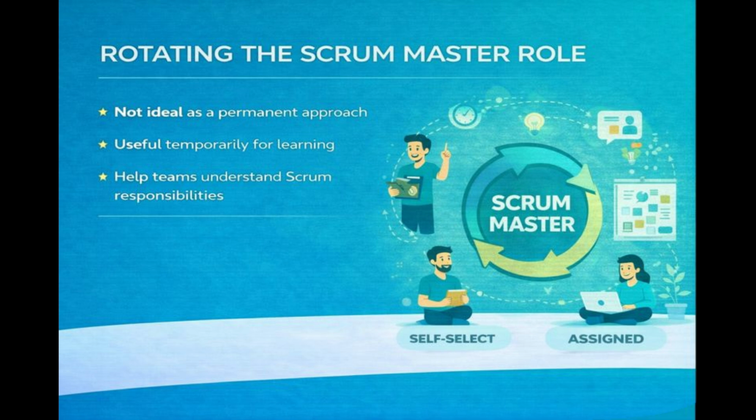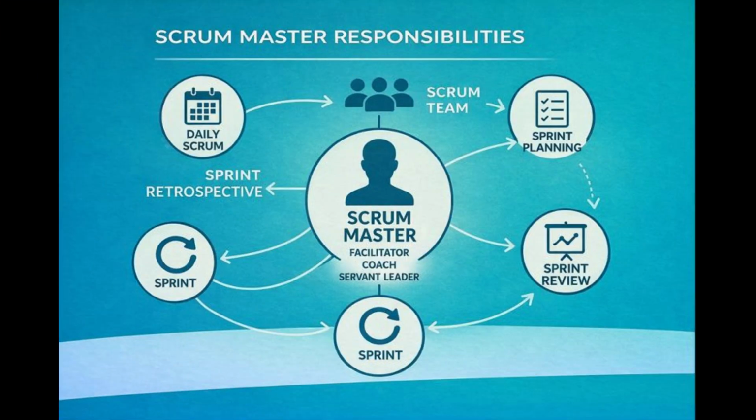shared ownership of outcomes. To summarize the important role of Scrum Master, the Scrum Master plays a critical role in helping teams succeed with Scrum. They are not managers, and they are not team members delivering the product. Instead, the Scrum Master focuses on how the team works together.